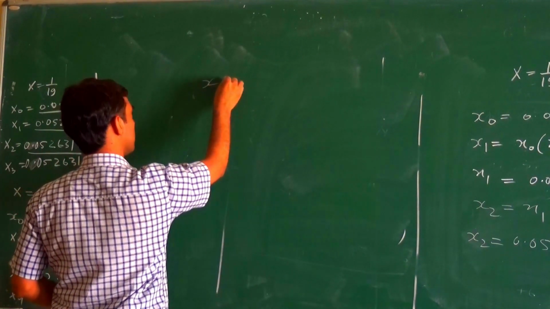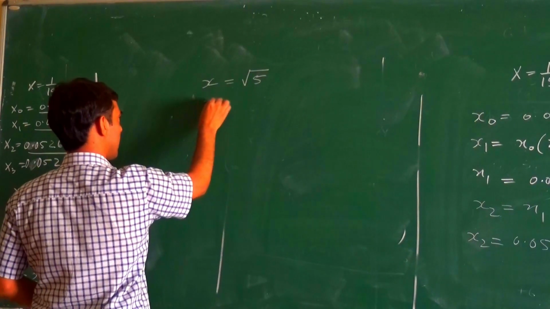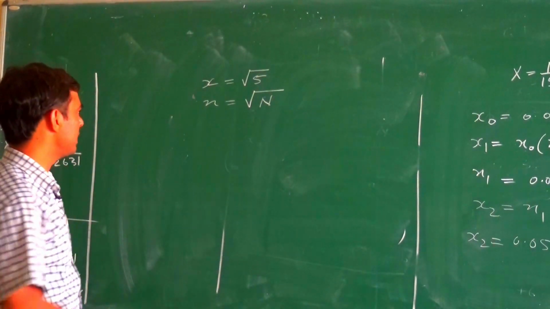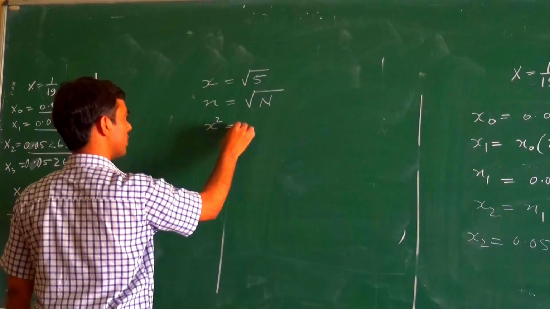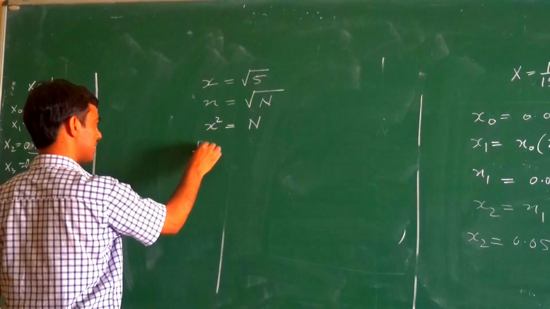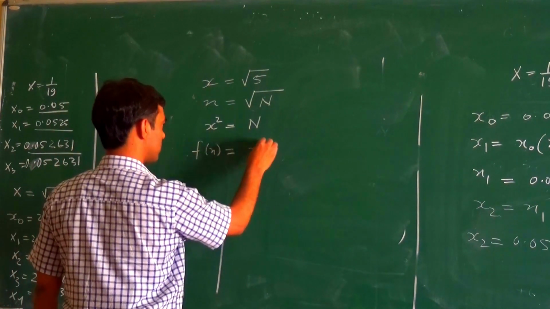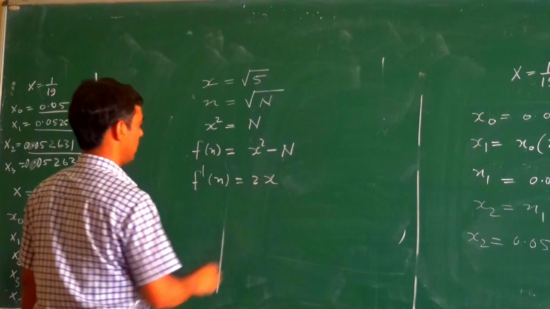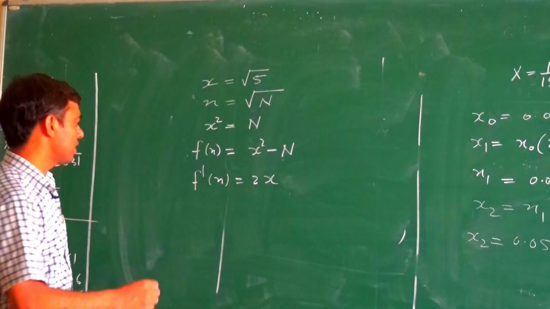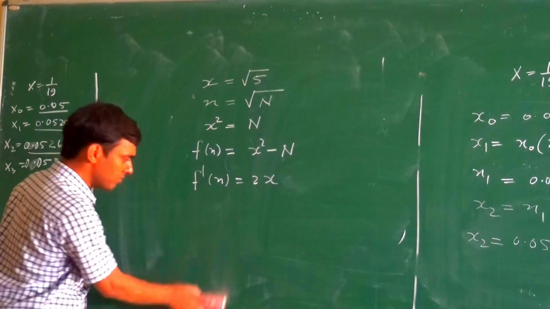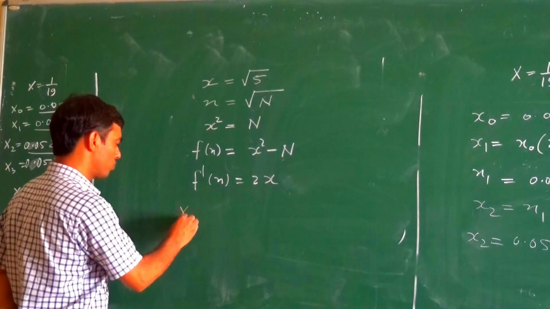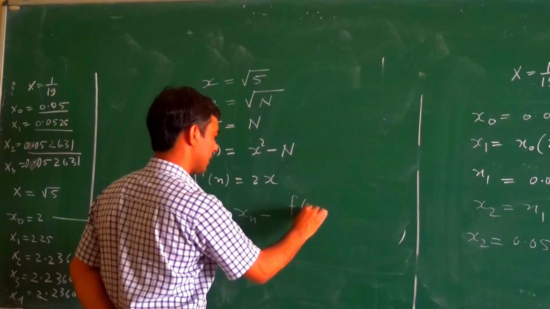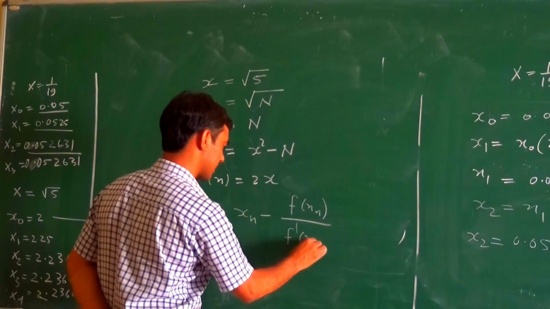Suppose we try to find under root 5, or the root of any number. What is the iterative scheme? x square becomes capital N, then f of x equals x square minus n. What is f dash x? f dash x becomes 2x. Now what is the iterative scheme by the Newton-Raphson method? xn plus 1 equals xn minus f of xn divided by f dash xn.